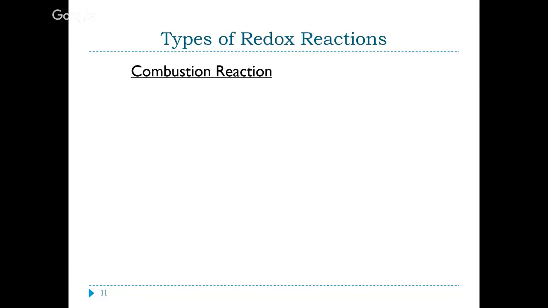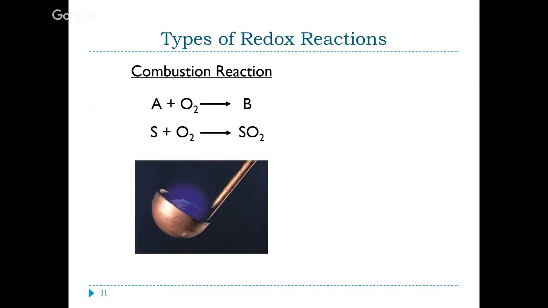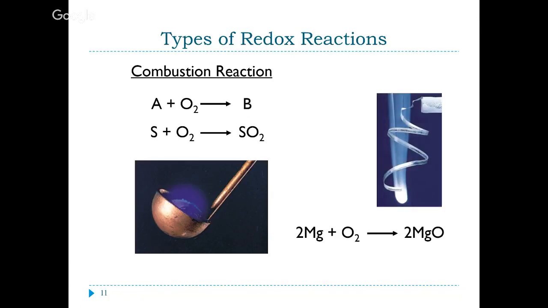Last type of redox reaction is a combustion reaction. So we know combustion is anytime you have oxygen present as a reactant. That's important, not as a product. So you can combust nonmetals, which, when we did the copper sulfide lab, we saw that we created this blue flame when we were burning sulfur, produced sulfur dioxide. And we can also combust metals. So here we show magnesium becoming magnesium oxide.